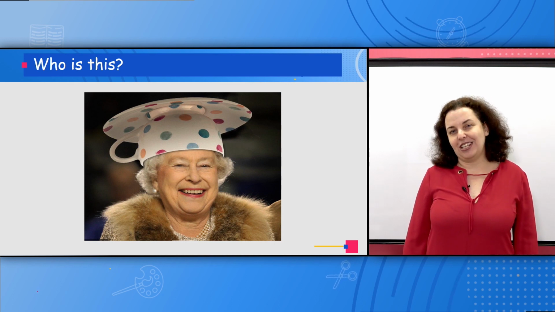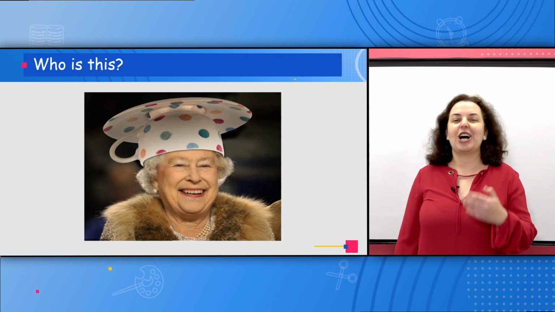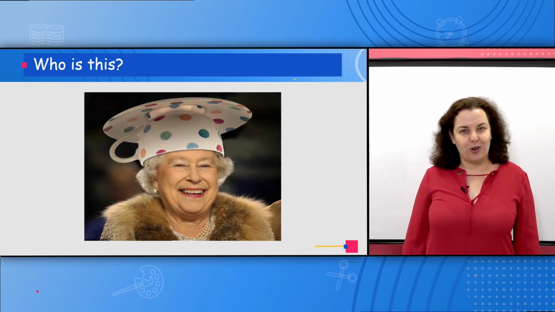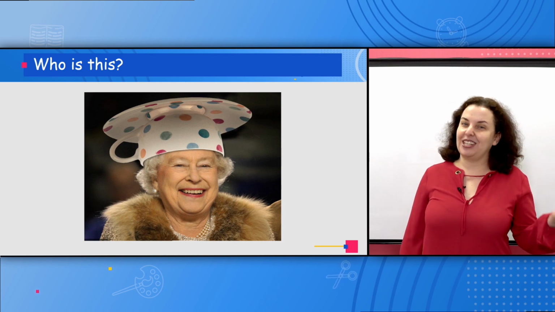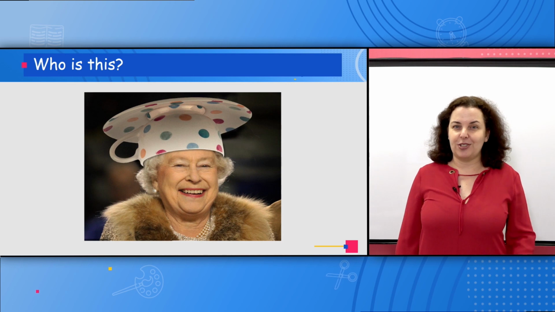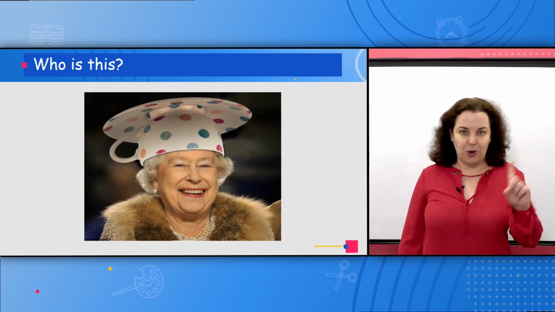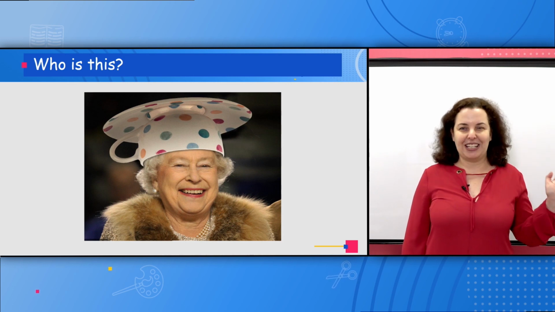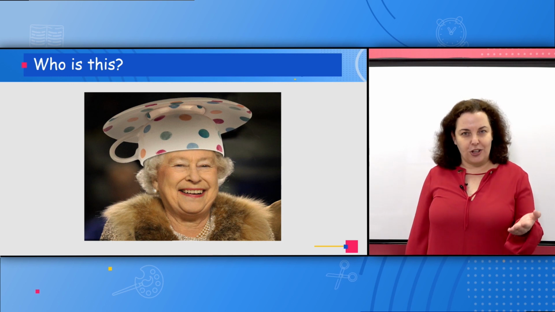Why does she have a tea? Actually, it's not a teapot, it's a tea saucer and a teacup. Why does she have that on her head? I guess because she loves tea. And I'll tell you a little secret. She has probably the most hats in the world. She has many, many hats. So this is a joke about Queen Elizabeth with the tea saucer and the teacup on her head.